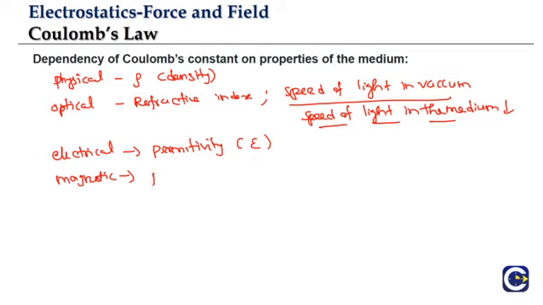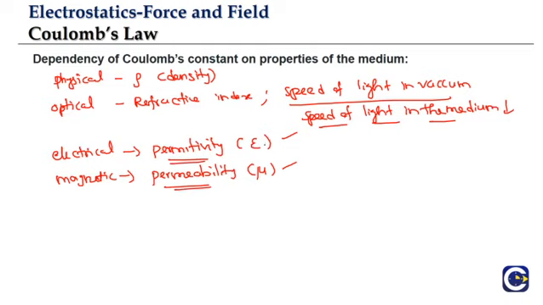And for the magnetic properties, we will be using a term called permeability. This is indicated by the symbol mu. We'll discuss more about what permittivity and permeability are in the further parts of this chapter as well as the other chapters. We'll learn about permittivity in this chapter, and permeability we'll be learning about in the magnetism chapters.